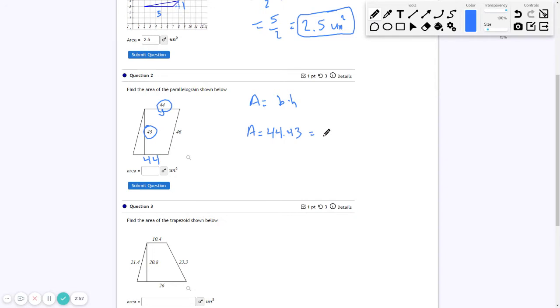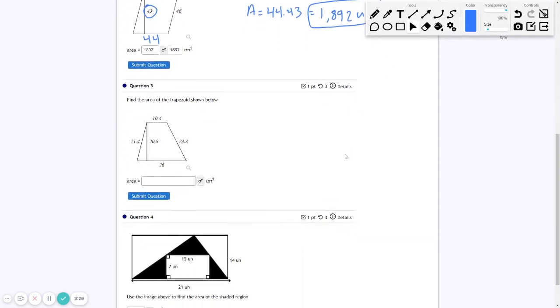Which when you plug this into your calculator, I actually need to do this myself. Just give me 1 second. So 44 times 43 gets us a big area of 1,892. And there's no units, so we just say units squared. And that's going to be our answer. There, 1,892 down there. Okay, number 3, moving on forward.